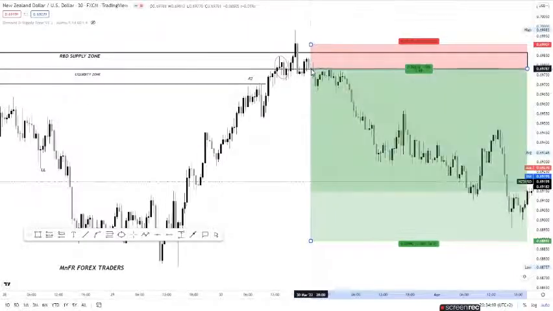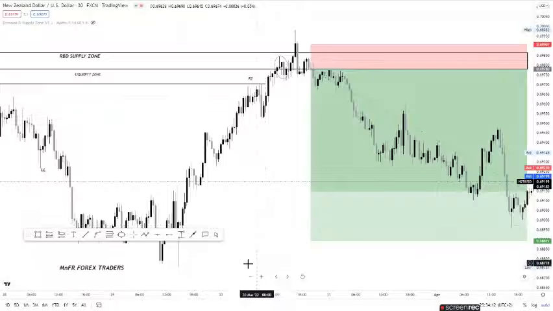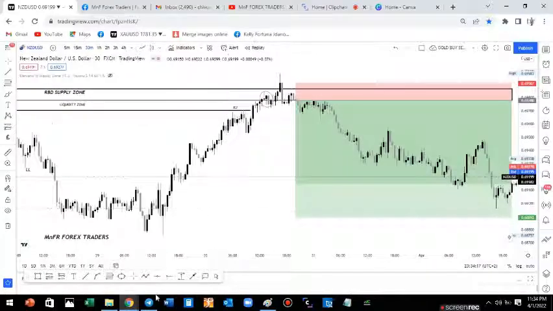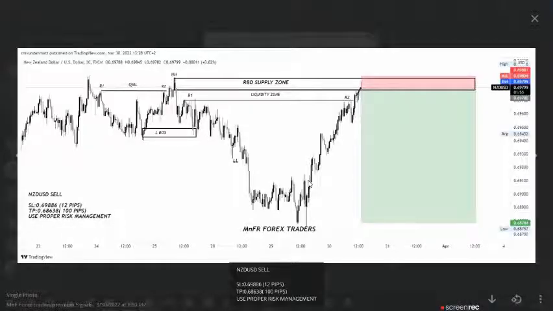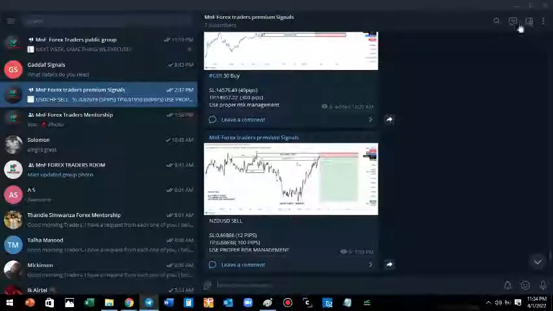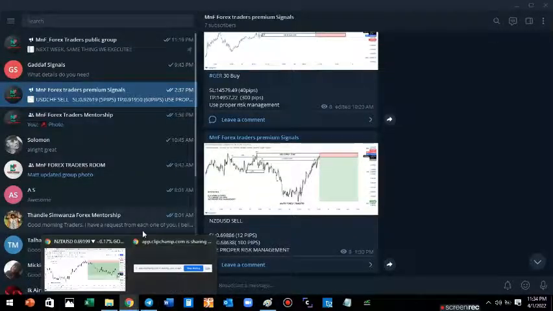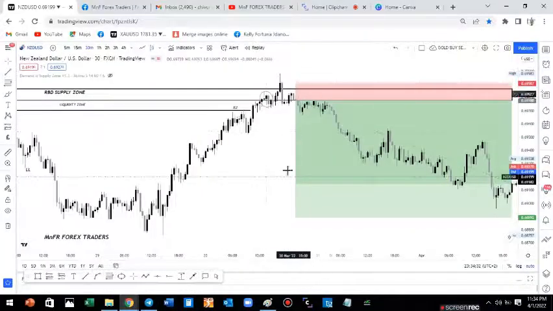Actually, I realized that I had made a mistake. Let me just show you. I actually sent this setup to our private community. You can see right here, we had a nice bearish engulfing, a nice pin bar formation. Then that's when I sent the signal to sell. But guess what happened? The market went to the upside, took me out, and then dropped.